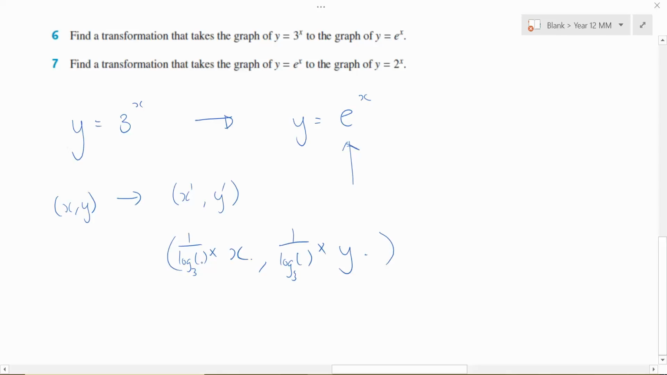Y. So if I multiply y by 1 over log base 3, let's have a look. When you're doing a dilation with a y, it's a dilation from the x-axis, true? So it would be y equals 1 over log base 3 of something, times 3 to the power of x. Now can we cancel out those 3's? Is that possible to cancel out? Can I just cross this out, cross that out? It's a yes or no question.